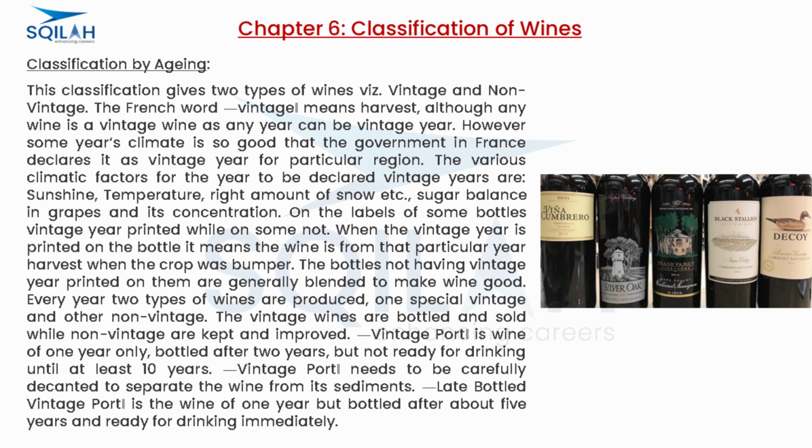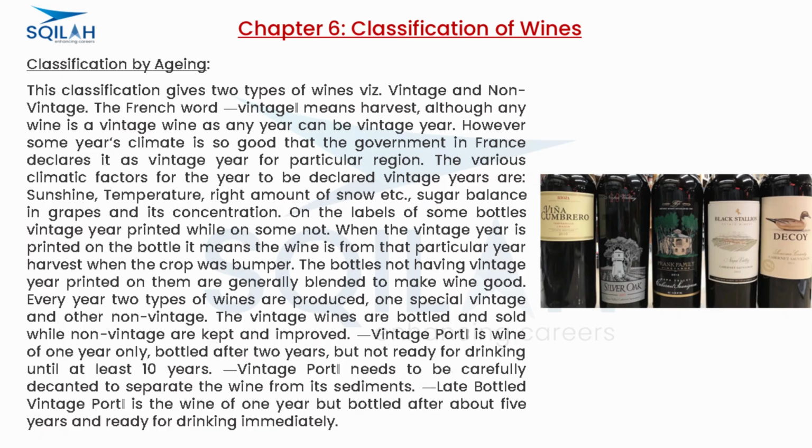Classification by aging. This classification gives two types of wines, viz. vintage and non-vintage. The French word vintage means harvest, although any wine is a vintage wine as any year can be a vintage year. However, some years' climate is so good that the government in France declares it as a vintage year for a particular region. The various climatic factors for the year to be declared a vintage year are sunshine, temperature, right amount of snow, etc., sugar balance in grapes, and its concentration.